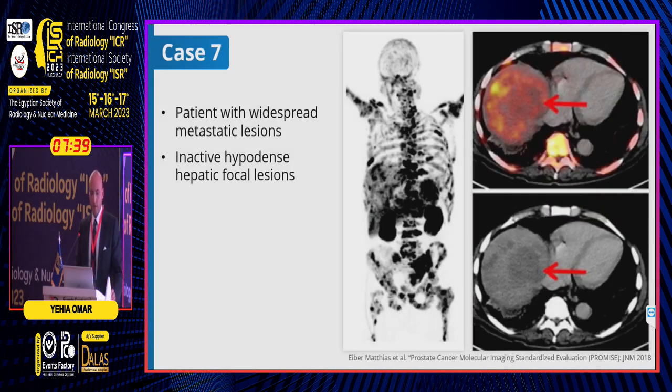Now let's move to another case. So this patient has widespread metastatic lesions. As you can see, he's totally black. And unfortunately, he has multiple hypodense hepatic focal lesions that are not active on the PSMA-PET scan. So the question now, metastasis or not? Do we believe the CT, where we have hypodense hepatic focal lesions, or do we believe the PET, that they are not active, so they are not metastasis? What do you think?